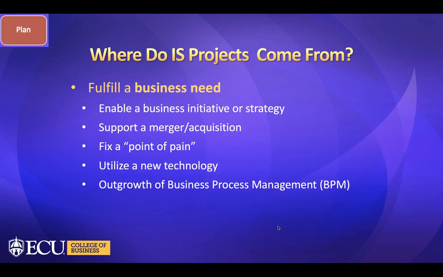The main reasons for IS projects are not for information technology's sake, but to fulfill a business need, enable a business initiative or a strategy, support growth through mergers and acquisitions, or fix an issue that has been problematic for the company. Sometimes companies look out for new technologies such as big data technologies, and then they say, how can we use this to gain competitive advantage in our field? And therefore they start a new project. And lastly, and very often, business process management turns into a new opportunity for a business project.